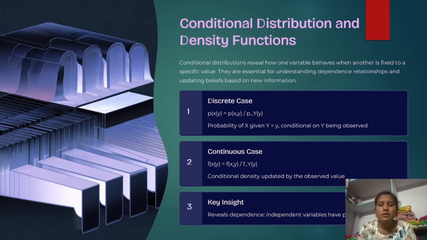In the continuous case, f of x given y is equal to f of x comma y divided by f of y. Conditional density updated by the observed value. Key insight: it reveals dependence. Independent variables have p of x given y equal to p sub x of x.